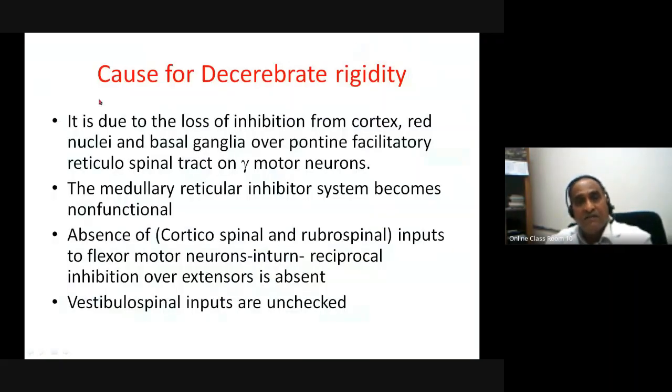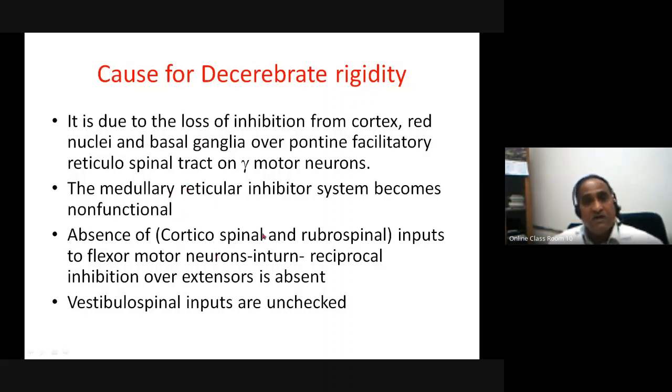Now, we have the causes of decerebrate rigidity. I have already explained, I read it again one more time. It is due to the loss of inhibition from the cortex, red nuclei, and basal ganglia over the pontine facilitatory reticulospinal tract on gamma motor neurons of the extensor group of muscles. Then the medullary reticular inhibitory system becomes non-functional. So that means there is loss of inhibitory activity, the enhancement of these things, it's a double effect.